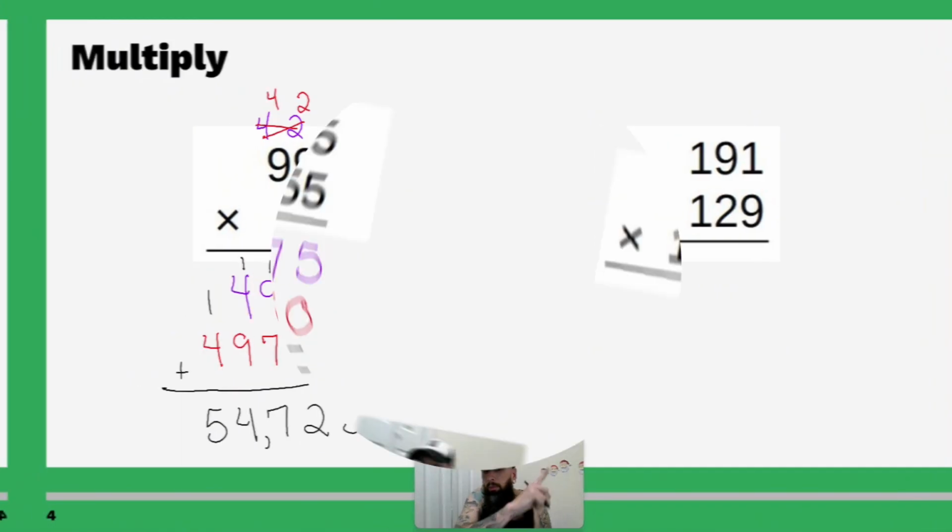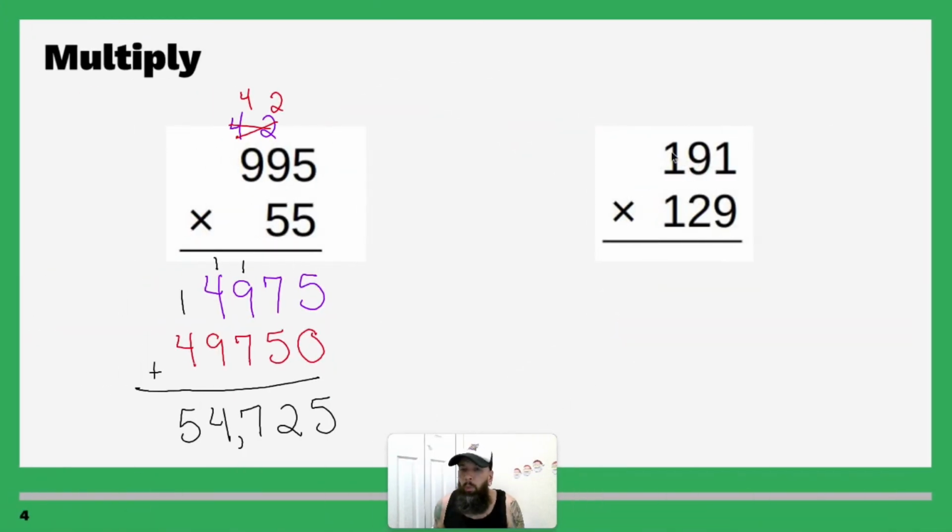That problem. All right, so this one's a little different. We have 3 digits by 3 digits. Okay, so what we're going to do is we're going to begin the process the same way we did here, but when we add one more digit down here, we're going to add another line of work. So let's get started. 9 times 1 is 9. Nothing carries over. 9 times 9 is 81.